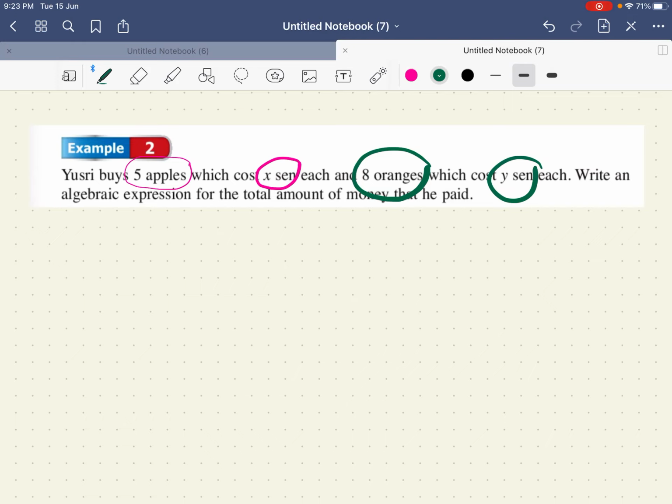Soalan nak total amount of money. But kita tak boleh bagilah kata tiba-tiba kita nak kata Yusri bayar 100 untuk apple dengan orange. Tak boleh. Sebab ada X here, ada Y here. That is why the question asks you to write an algebraic expression.